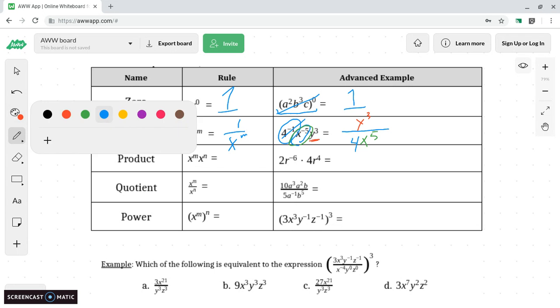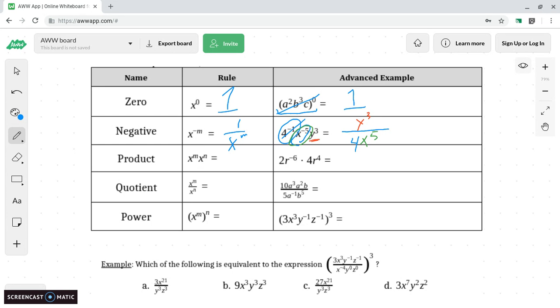Our next rule is the product rule. For this one, whenever variables are being squished together, they're being multiplied. So for our exponents, we have to add them. So we keep the same base and we're going to add our exponents.